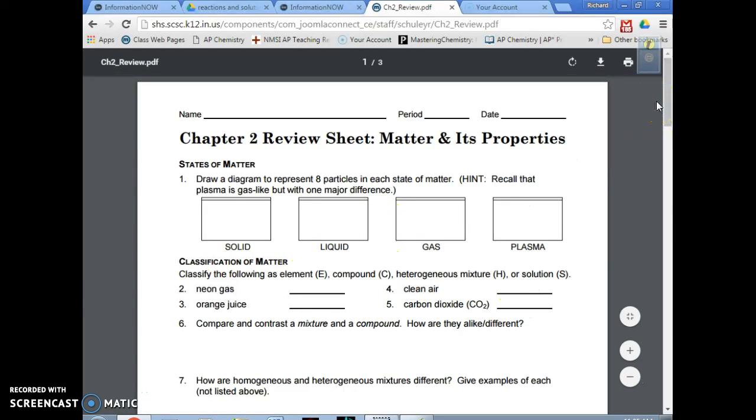So really, just remember that in a solid, liquid, and gas, if you draw 8 particles of each one, here you want to show them all close together.